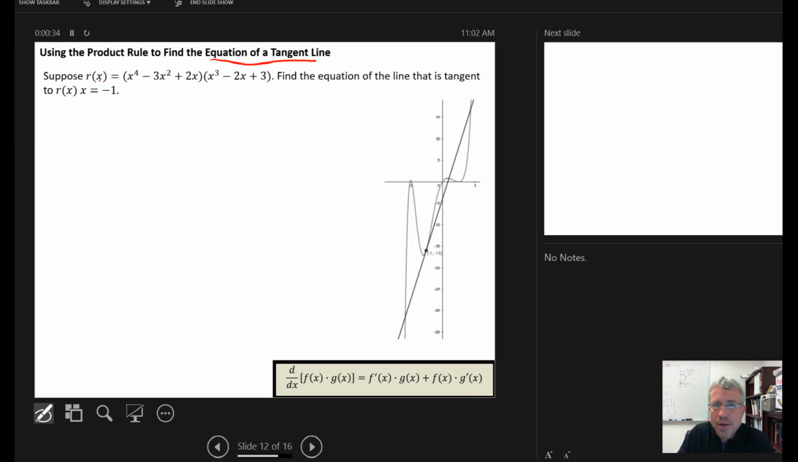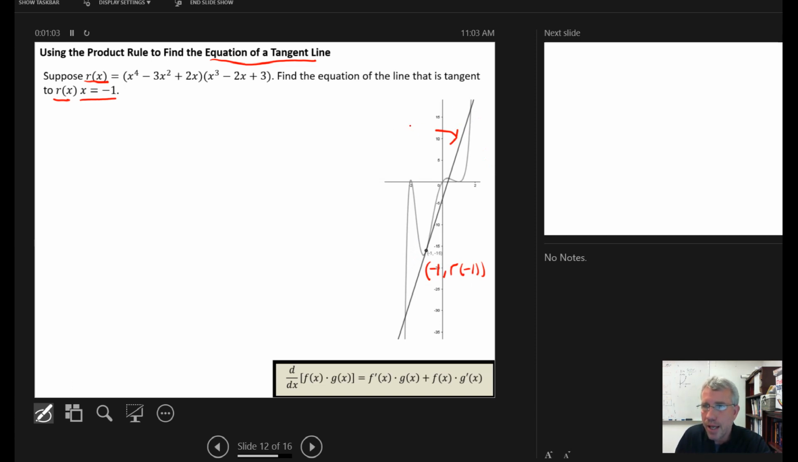in this case it says, here's a function r of x, find the equation of the line that's tangent to r of x when x is equal to -1. There's really two things that we need to know. We need to know the point on the graph of r of x that corresponds to x equaling -1. So we need to know the ordered pair -1, r of -1. And we need to know the slope of the tangent line when x is equal to -1.